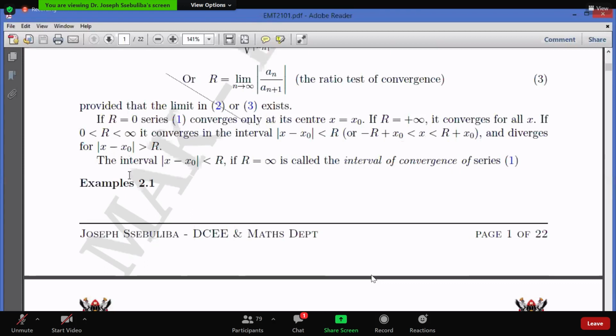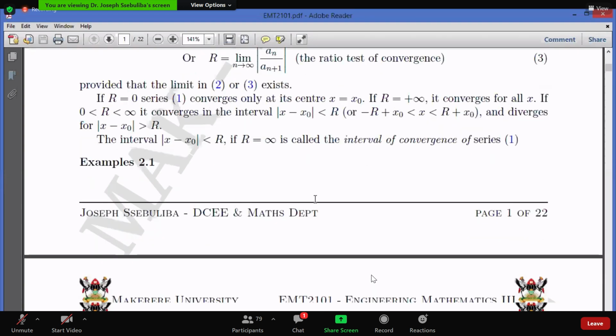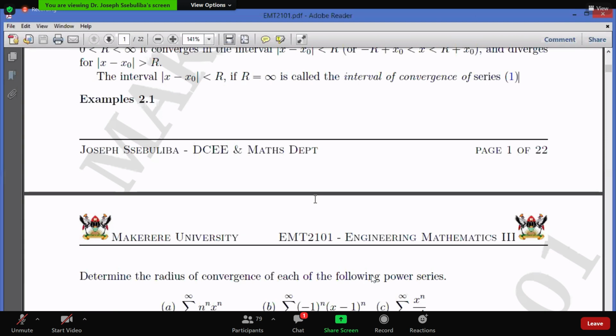I think that is that. So we are saying the interval, if it will diverge, it diverges if the norm of x minus x naught is greater than r. So this is referred to as the interval of convergence. I've already told you, you must be familiar with all of these. So as you go through, I guess you'll do the needful.